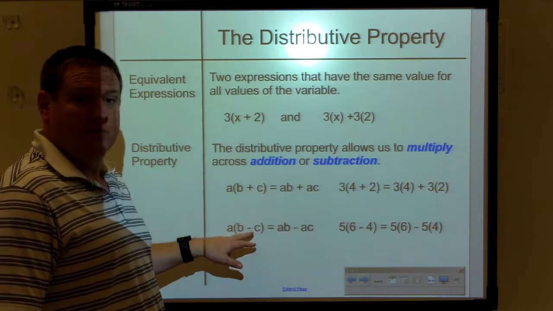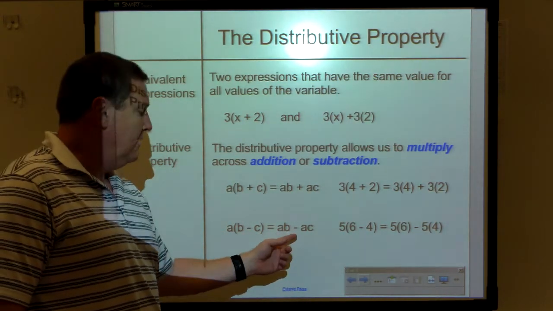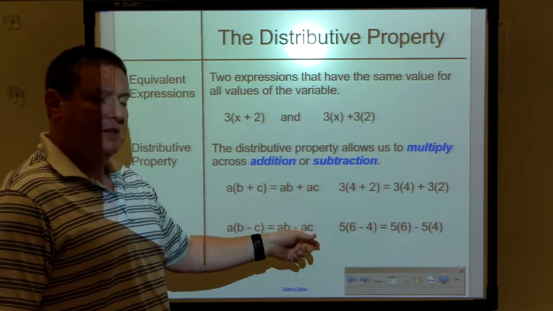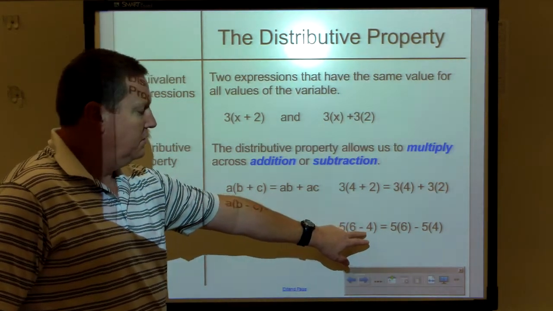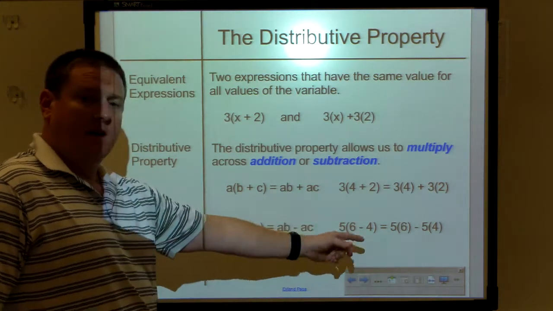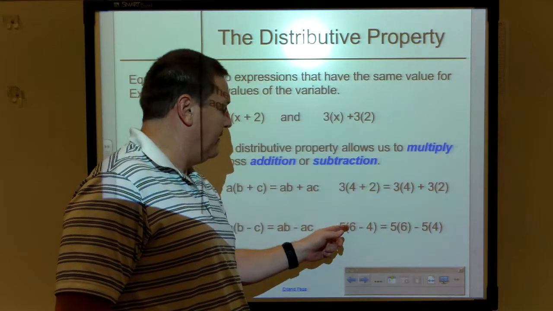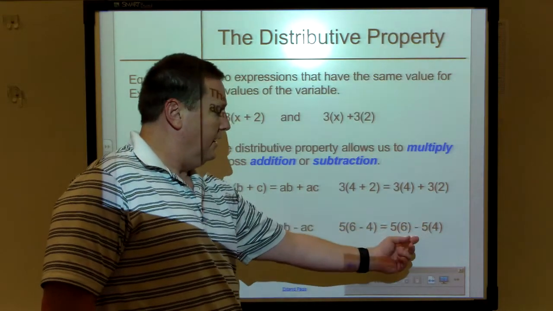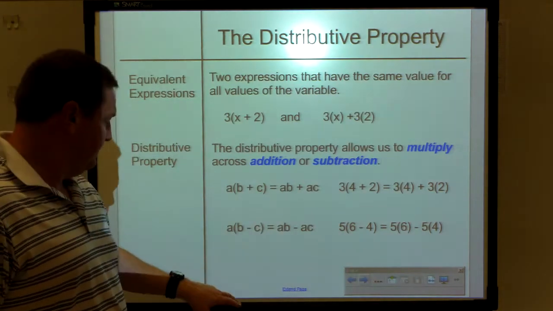This also works across subtraction. So a times b minus c is the same thing as ab minus ac, or a times b minus a times c. We can see we get the same thing here. So we have 6 minus 4, which is 2. 2 times 5 is 10. 5 times the 6, distribute, we get 30. 5 times the 4, we get 20. And 30 minus 20 still gives us the 10 that we had over here.